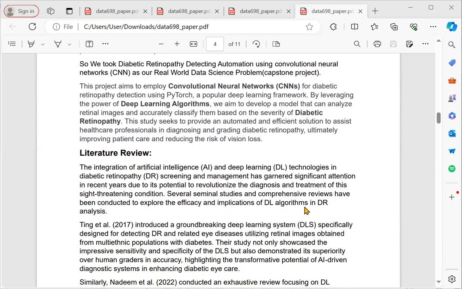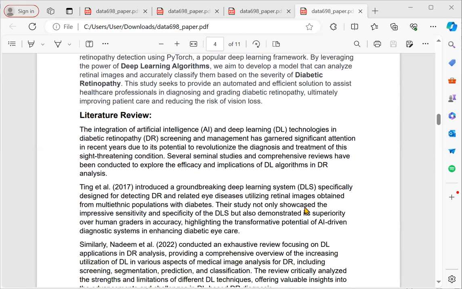Coming on to the literature review, there are several seminal studies and comprehensive reviews conducted by a few authors, such as Ting et al., whose paper was published in the year 2017, who introduced a groundbreaking deep learning system specifically designed for detecting DR and related eye diseases, utilizing retinal images obtained from a multi-ethnic population with diabetes.